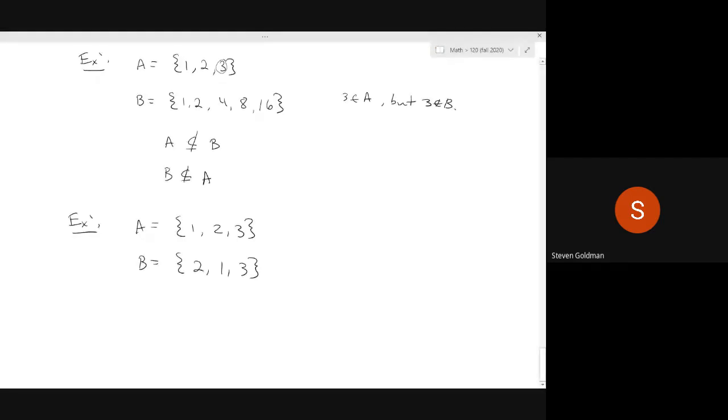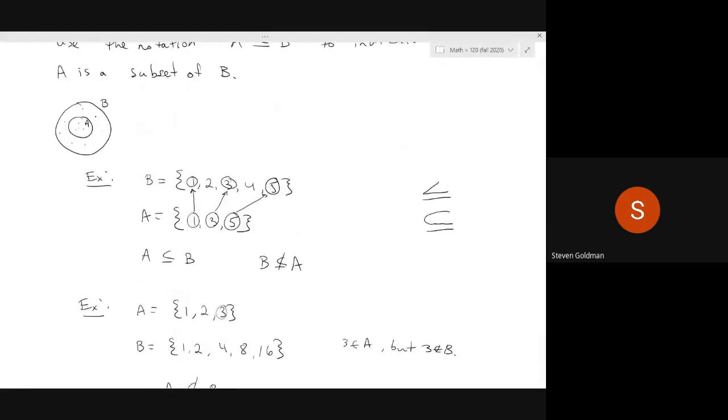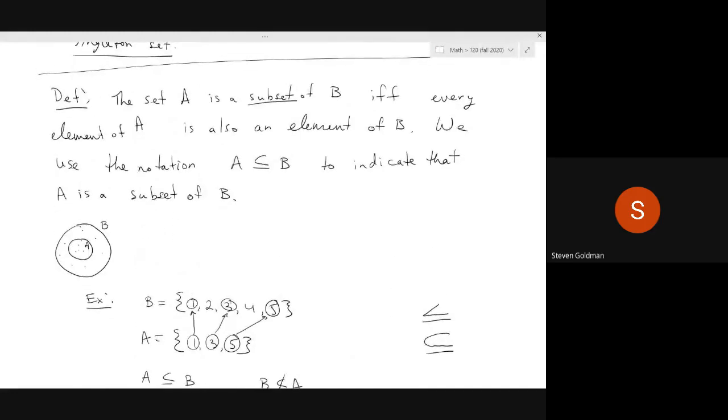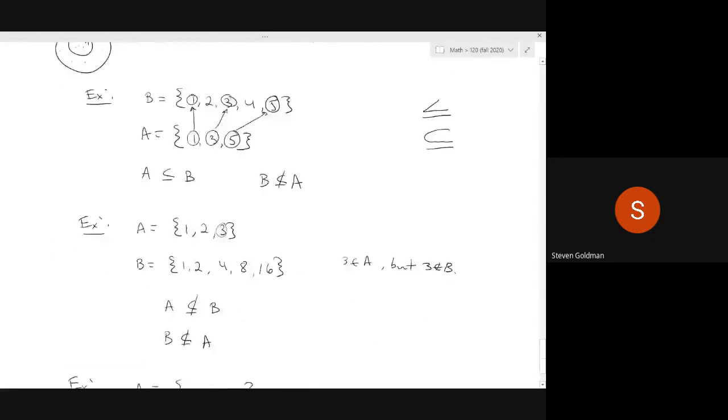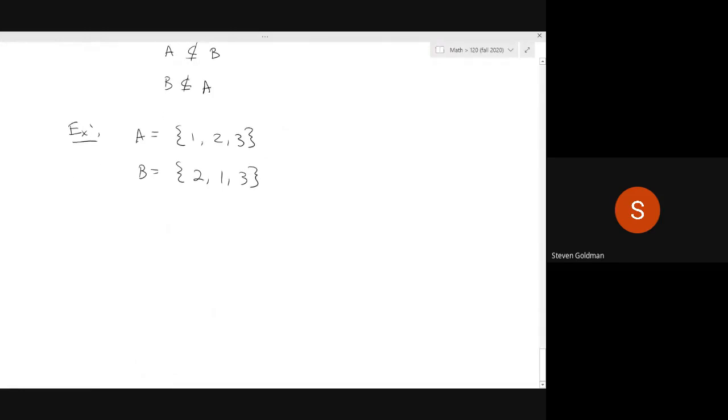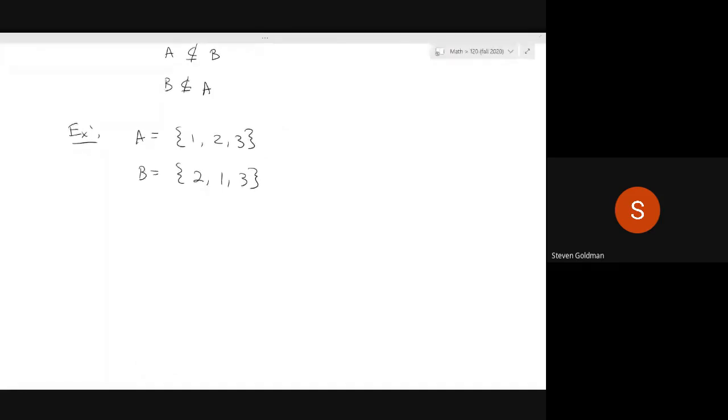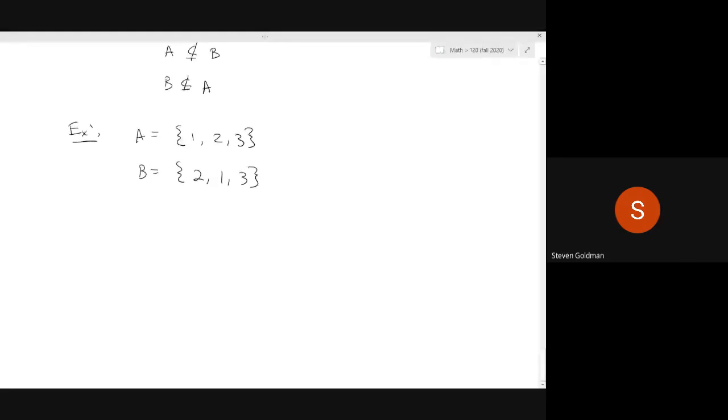So what was the definition? Let's go back to the definition. A is a subset of B if and only if every element of A is also an element of B. That's the definition. Let's see if that fits here. Is every element in A also an element of B? Those people that said no, if you look at it now, keeping the definition in mind, yes, every element in A is also in B. So A is a subset of B, okay?